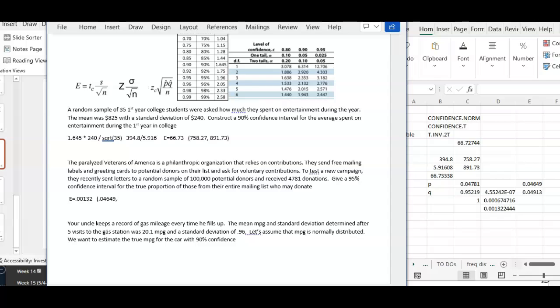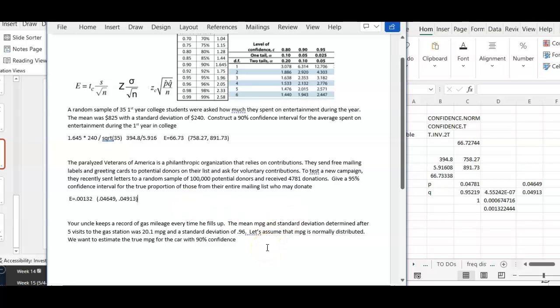0.04649, 0.04913. So that means with 95% confidence, I can say that when I mail out these greeting cards and labels, between 4.6% and 4.9% of the people that receive these greeting cards and labels will return a donation.